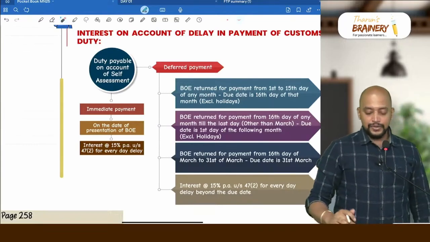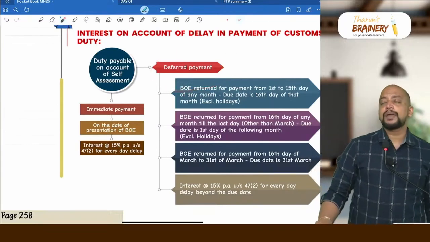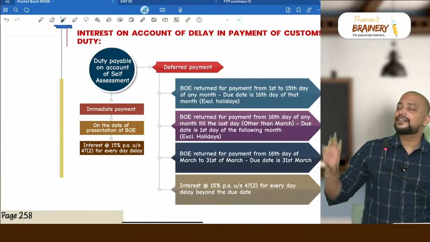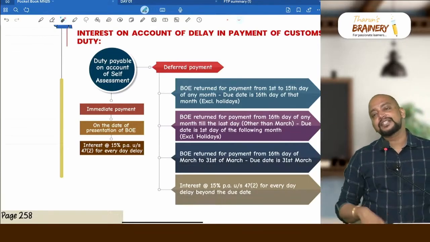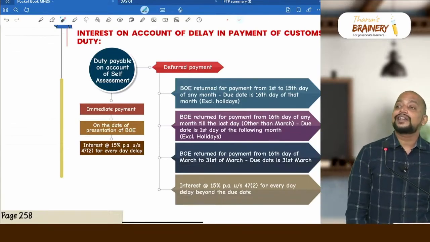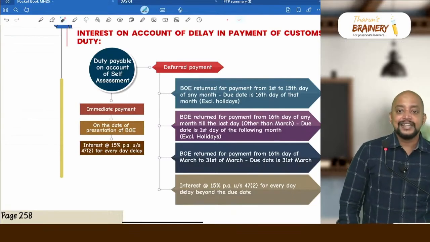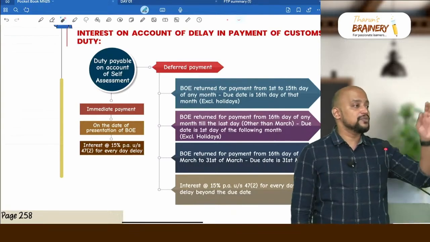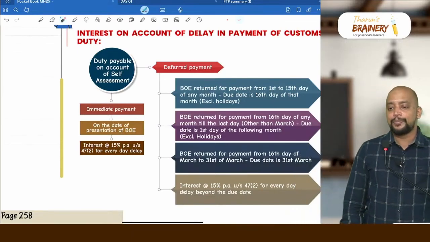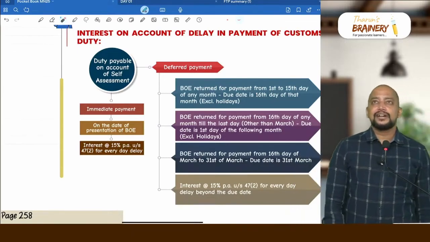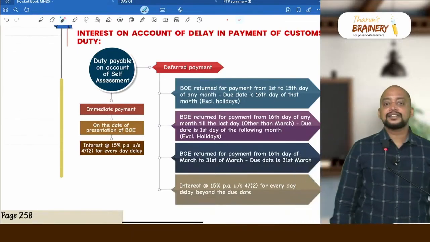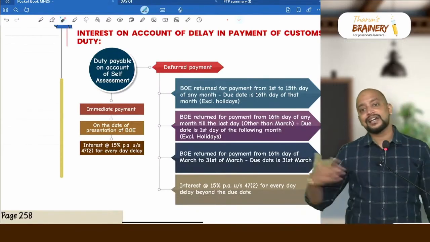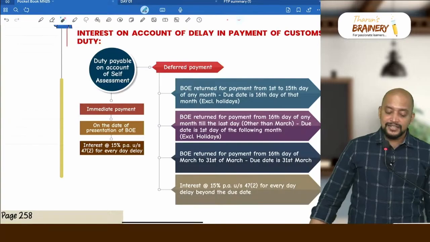Then the deferred payment option. Deferred payment option is such that as soon as you file the bill of entry you have selected the deferred payment option. Is deferred payment given to all? No, only to authorized economic operators, the AEO scheme. Under the foreign trade policy there is something called AEO, authorized economic operator. There are some star holders, like star status. Depending upon their star status, they will be given certain benefits.